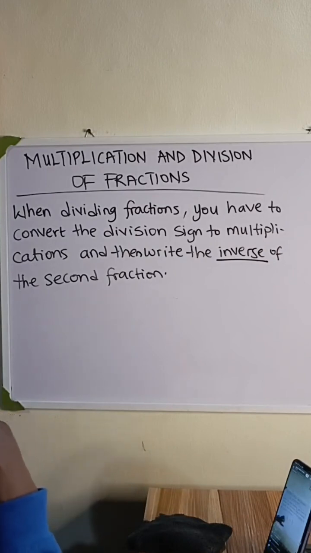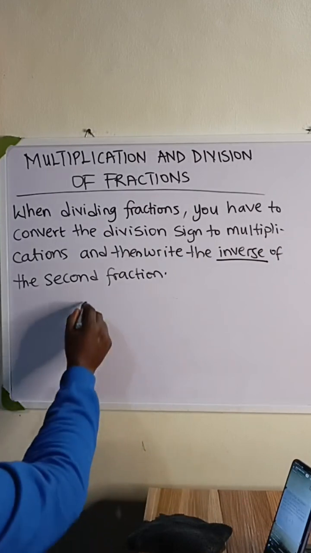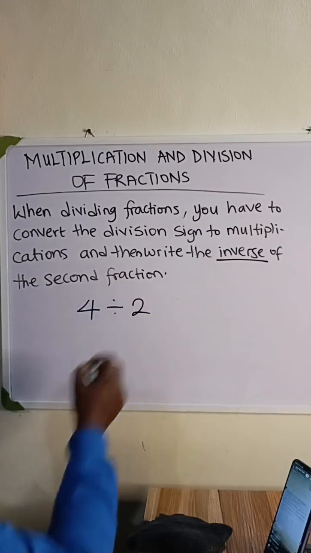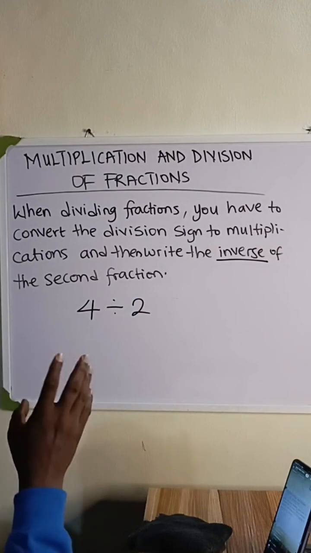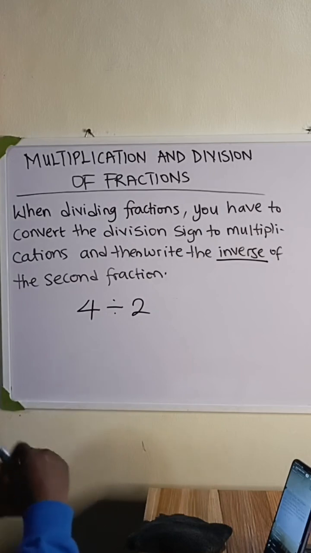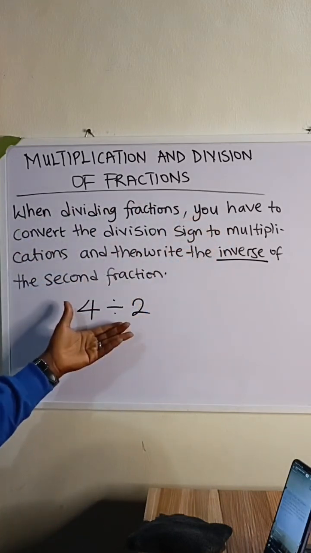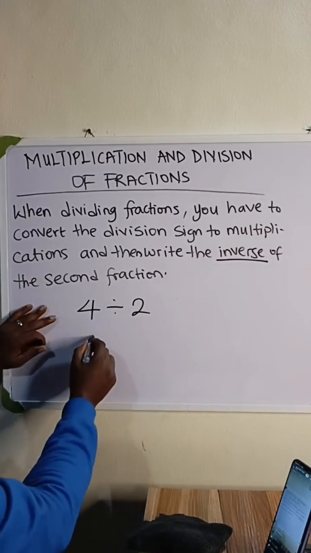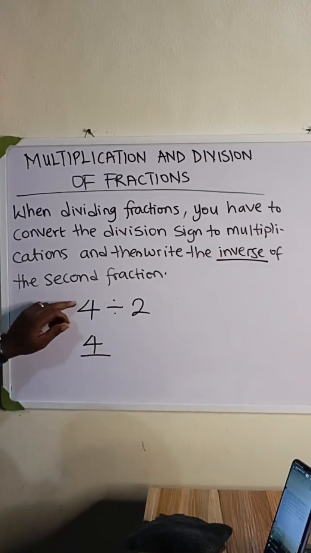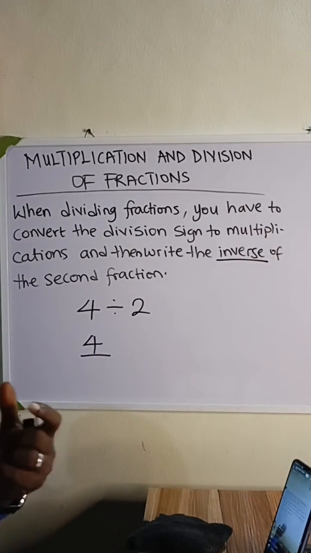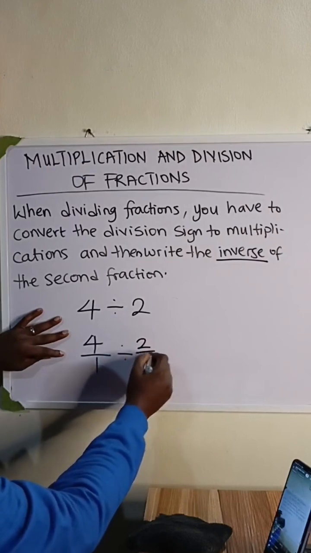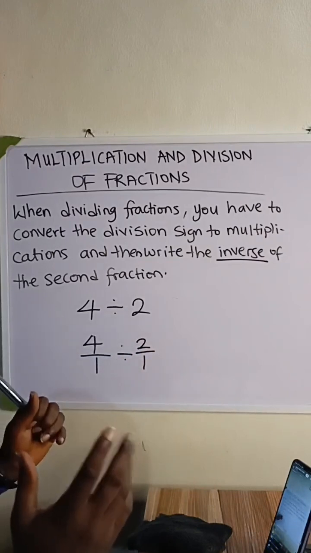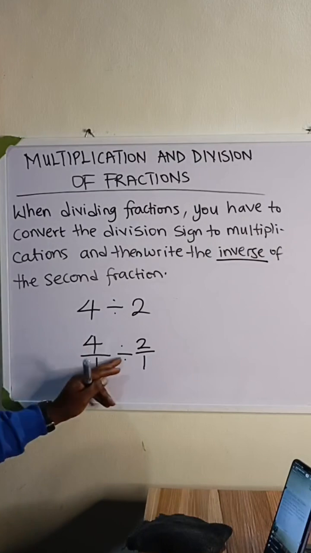If I ask you, what's the answer to 4 divided by 2? Can anybody tell me the answer to 4 divided by 2? 2, correct. 4 divided by 2 is going to give us 2. So now let's use this process to confirm that this is correct. So 4 divided by 2, we have 4 over 1, because every whole number has an invisible divided by 1. So 4 is written as 4 over 1 divided by 2 over 1.